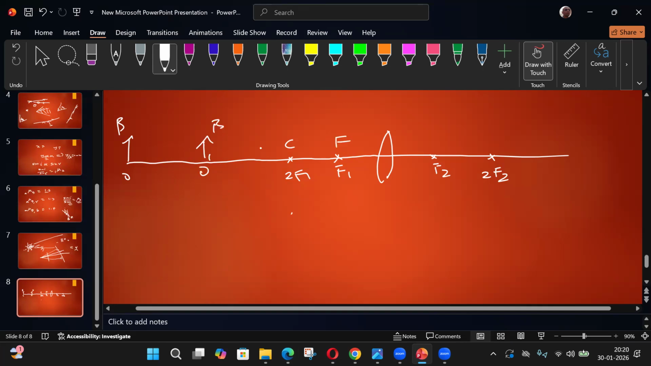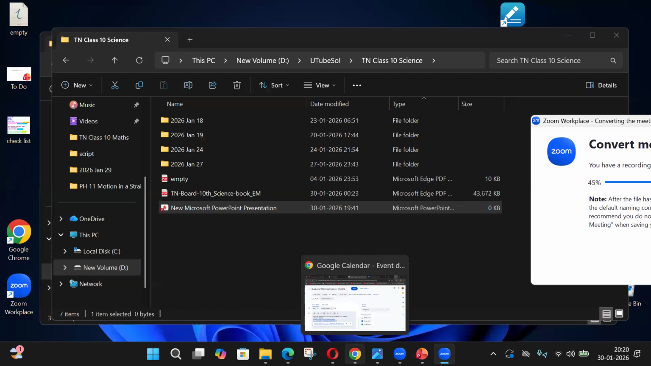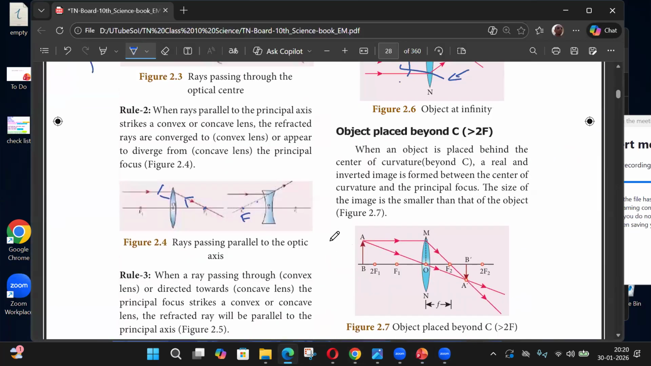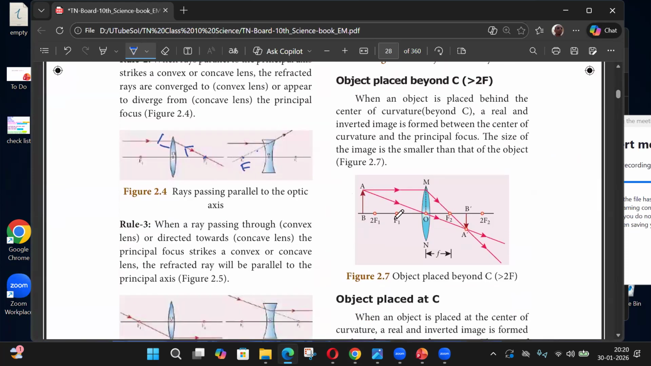Beyond 2F. So this is F1, this is 2F1. So this is the object I represent by a stick, AB. B is the top of the stick. So I can use the rule here. Take two light rays starting from this top point. One is this one, which is parallel to the principal axis. So the rule says after the refraction it will pass through the focus. I'll go straight.